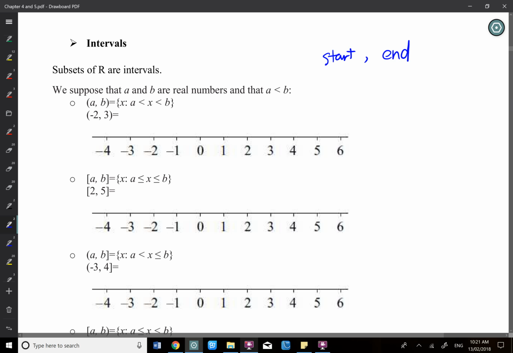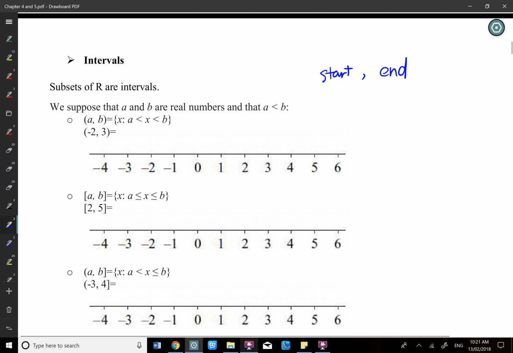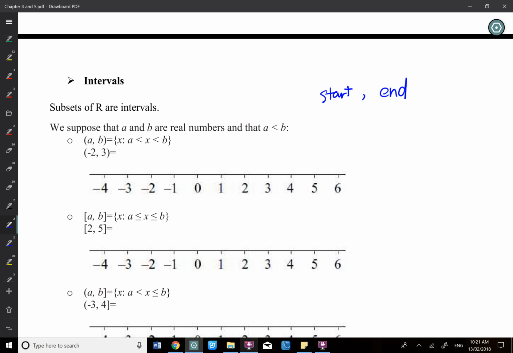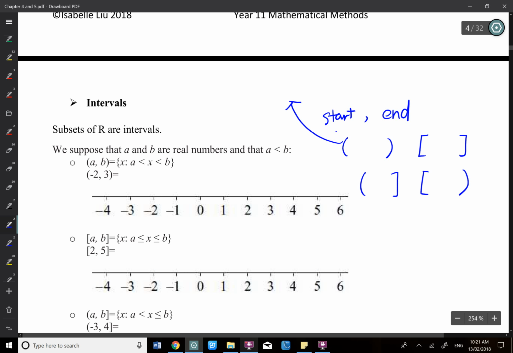We want to get rid of the set notation and replace it with the interval notation. Where do I start and where do I finish? That's how we write it. Also, we have two types of brackets to use: a round bracket and a square bracket, or we can combine the brackets. Round bracket means not including the endpoint.